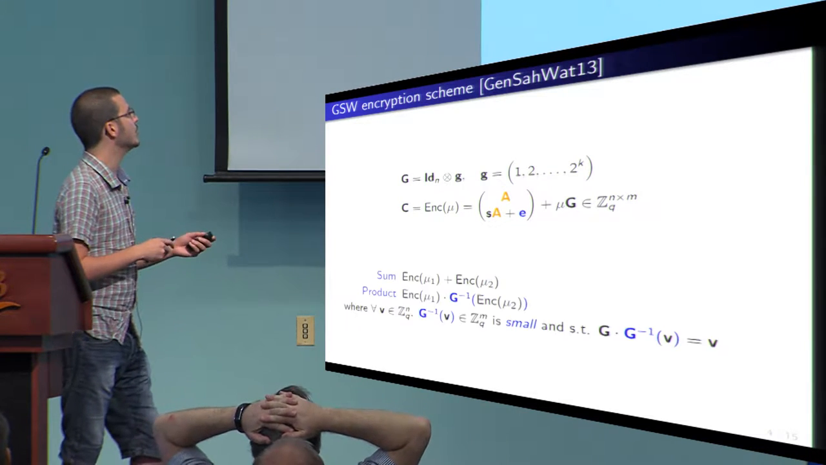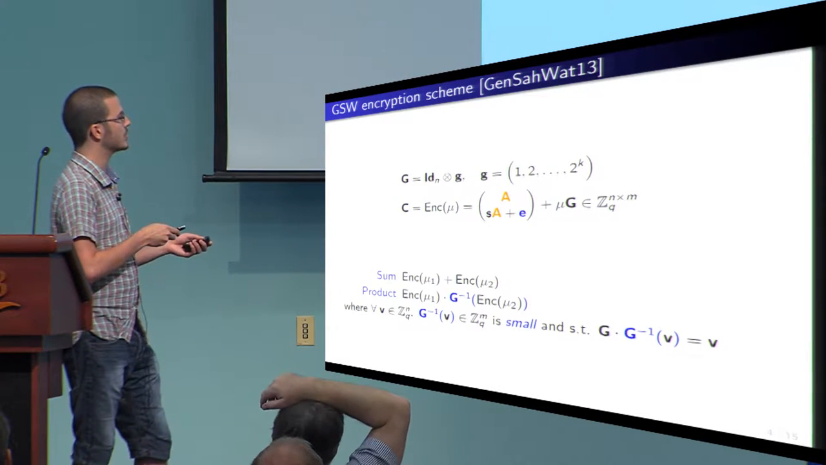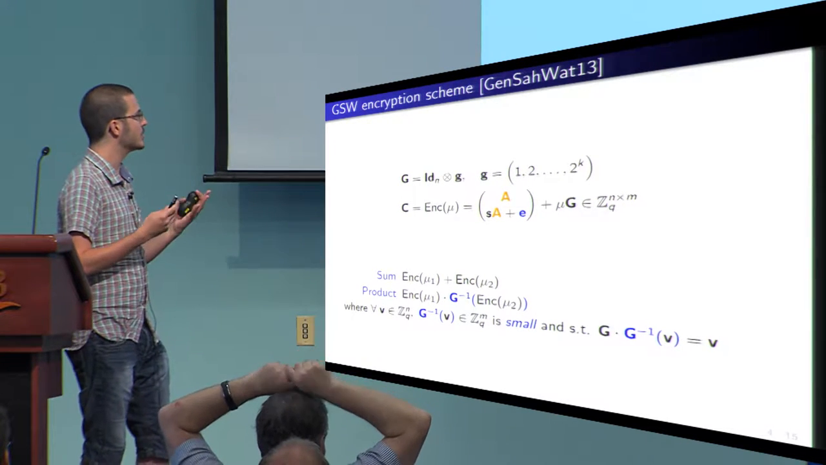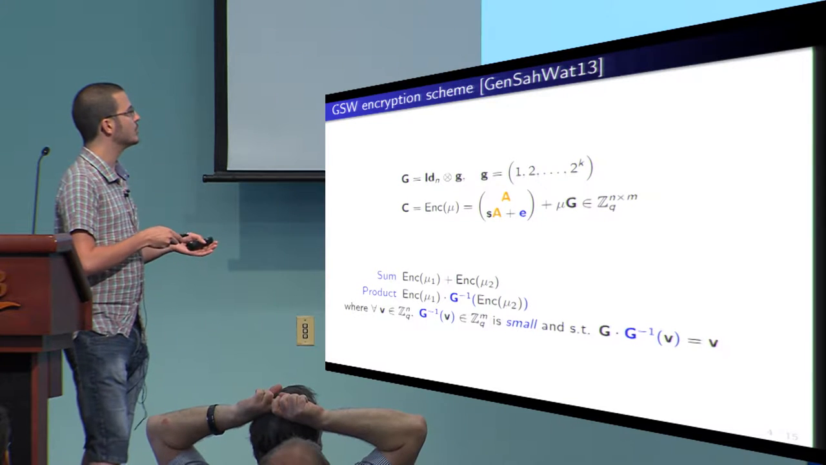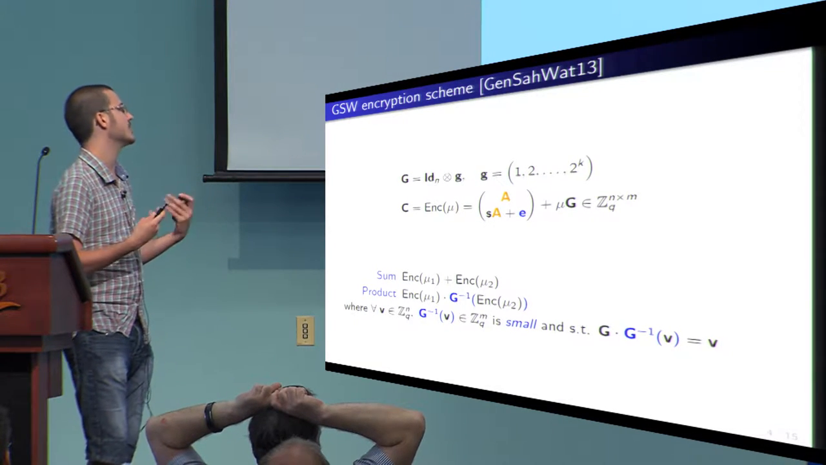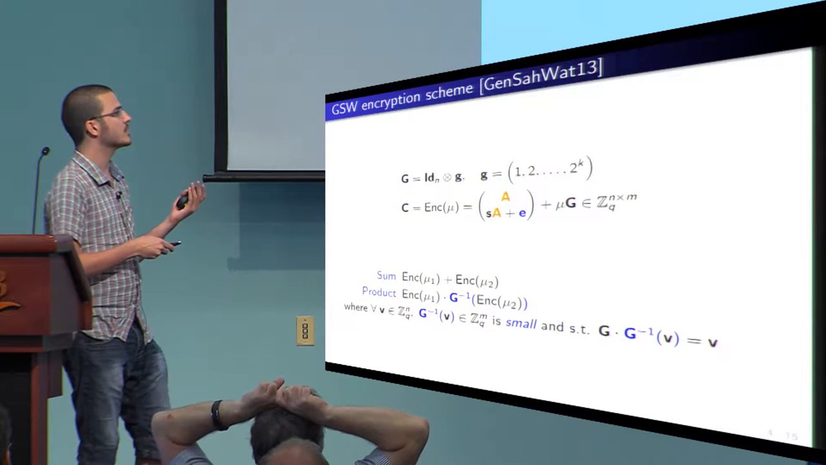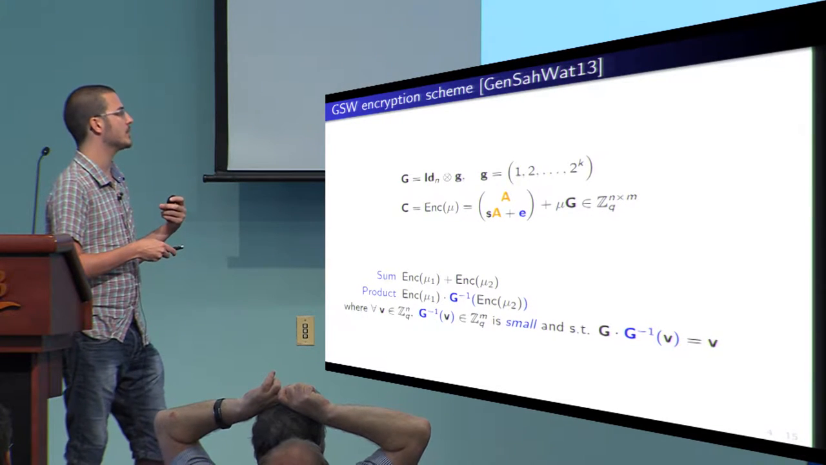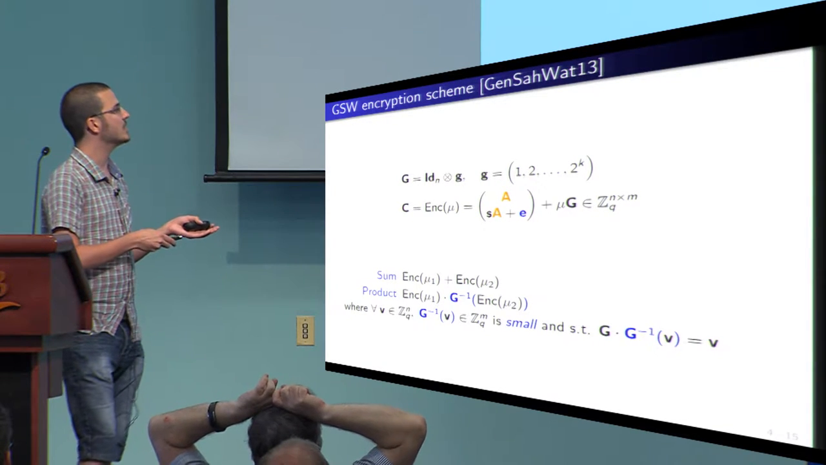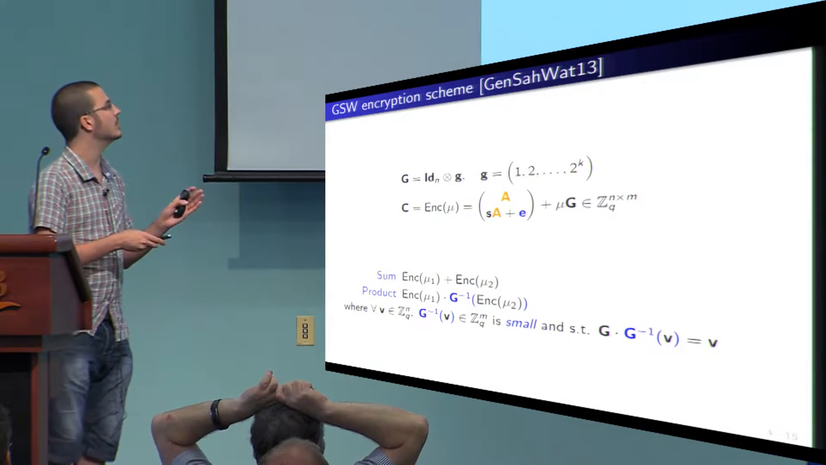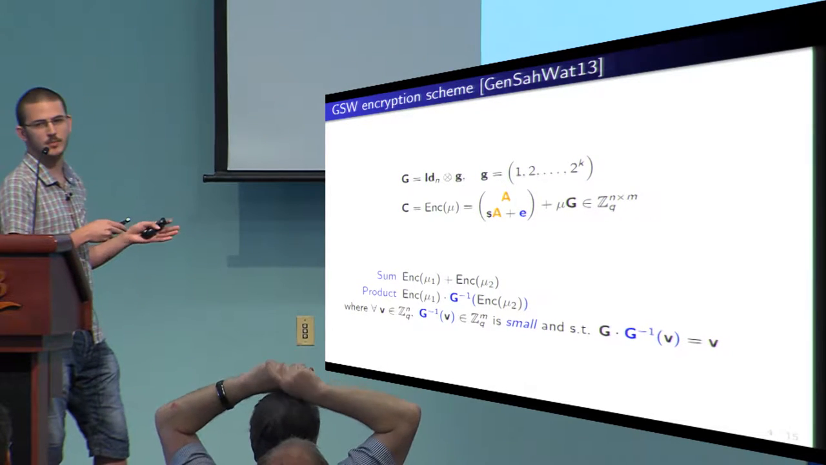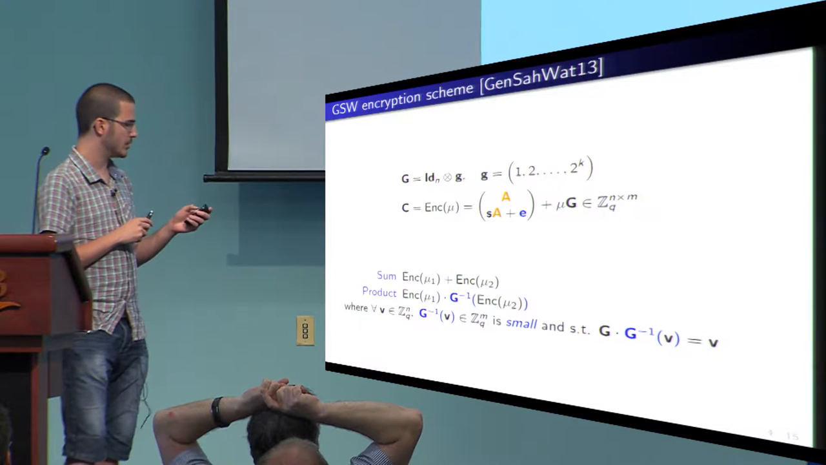Just quickly, to do operations: to do a sum, you just do the sum of encryptions. The product is a bit more intriguing in that to do a product, you need to multiply by G minus one, which is not a matrix, it's an algorithm, such that G times G minus one of V is equal to V, and G minus one has to be small. Here is some color coding: orange means uniform and blue means small for the rest of the talk.